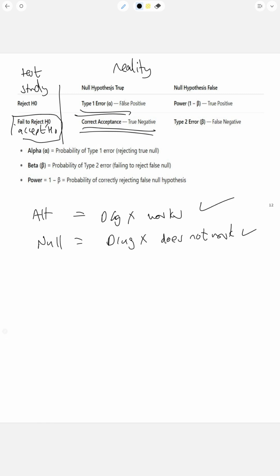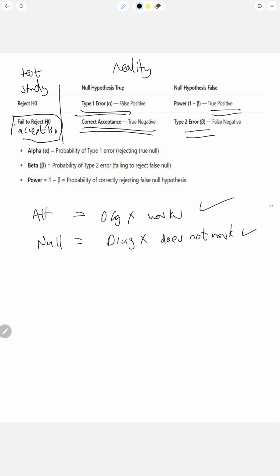On the other hand, if our null hypothesis is false, meaning our drug X works. Remember, the null hypothesis is the opposite of what we're trying to prove. If you're trying to prove that drug X works, the null hypothesis is that drug X does not work. So suppose in reality drug X does work, and we reject the null hypothesis. That's a true positive, right? It's a true conclusion.